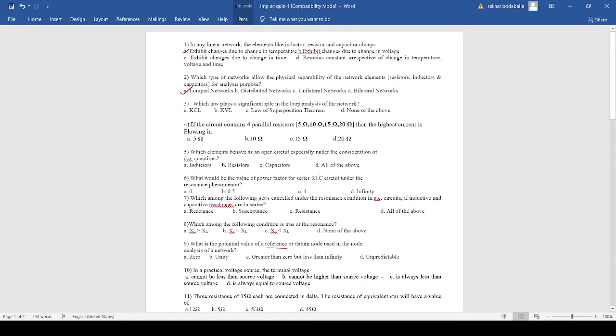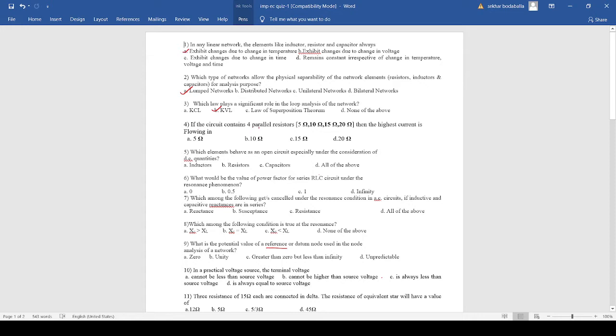Let us go with the third question. Which law plays a significant role in loop analysis of the network? We all know Kirchhoff's voltage law is the law we use when we apply loop analysis. Let us go with the fourth question.